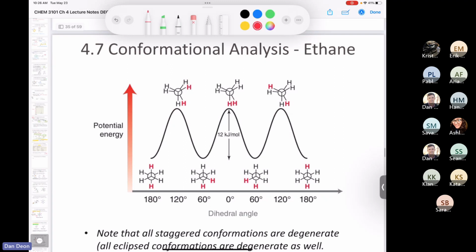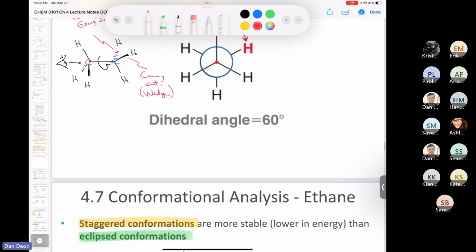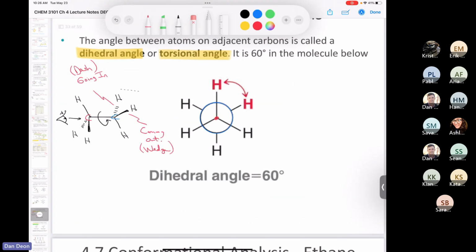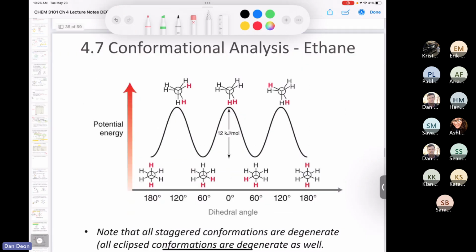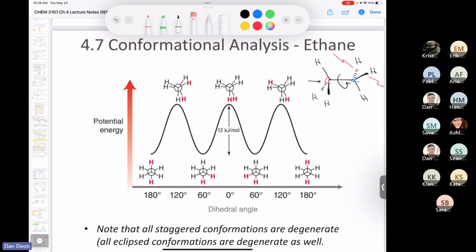So if we look at the conformational analysis of ethane, if we take that molecule and we start rotating the carbon-carbon bond, all I'm doing is taking this molecule, this guy right here, copying it, and pasting it right there. All I'm going to do is take this molecule, erase some of this, and then rotate the carbon-carbon bond. All I'm doing is rotating this bond in red, spinning it around and around.